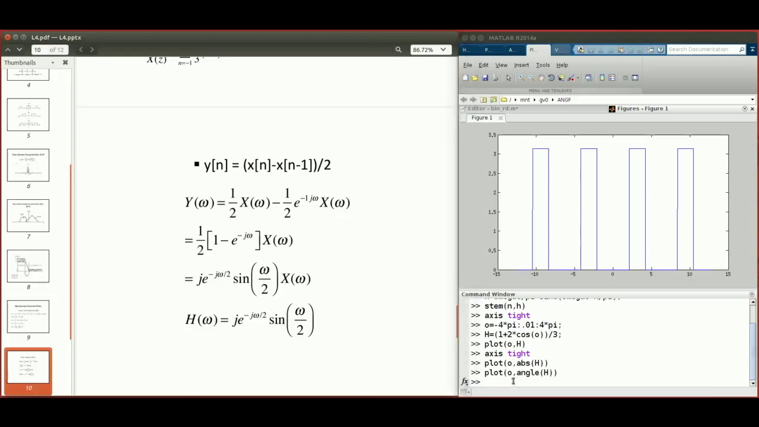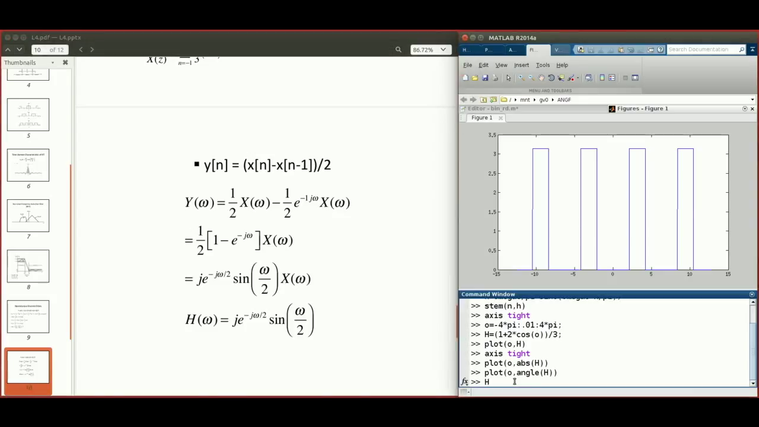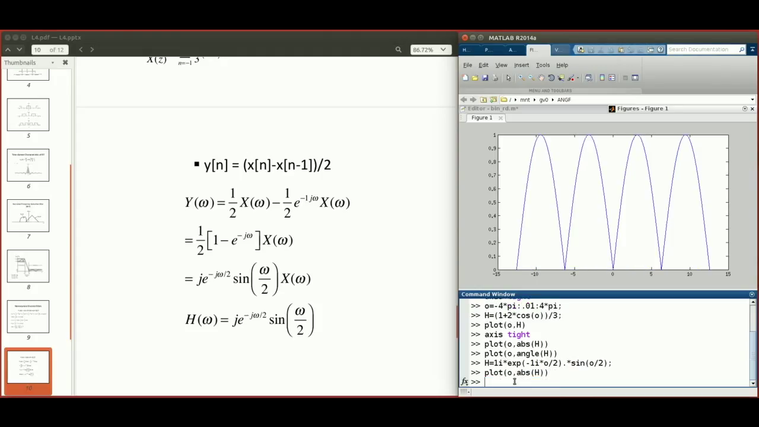Again, let's make a plot of it. H equals 1i times exp of minus 1i times omega divided by 2, dot multiply sine omega divided by 2. That's our H. Again, if we want to look at the amplitude, we can plot ABS of big H.